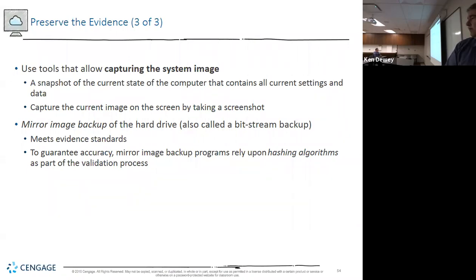Images, you need to image the device. We use FTK or EnCase, or DD. There's lots of tools out there to image the device. You can do a mirror image, which is an exact copy, or a bitstream copy. That's what DD does. That's probably the most popular.